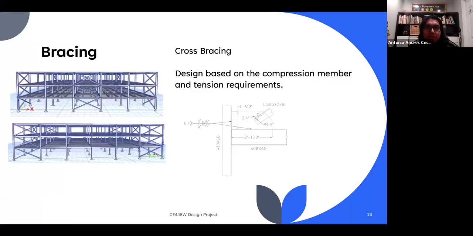Cross bracing was added to the building in order to withstand lateral forces produced by wind loads and seismic loads. The bracing was designed based on tension and compression requirements. It is connected to the beam and column through a gusset plate and fillet welds.